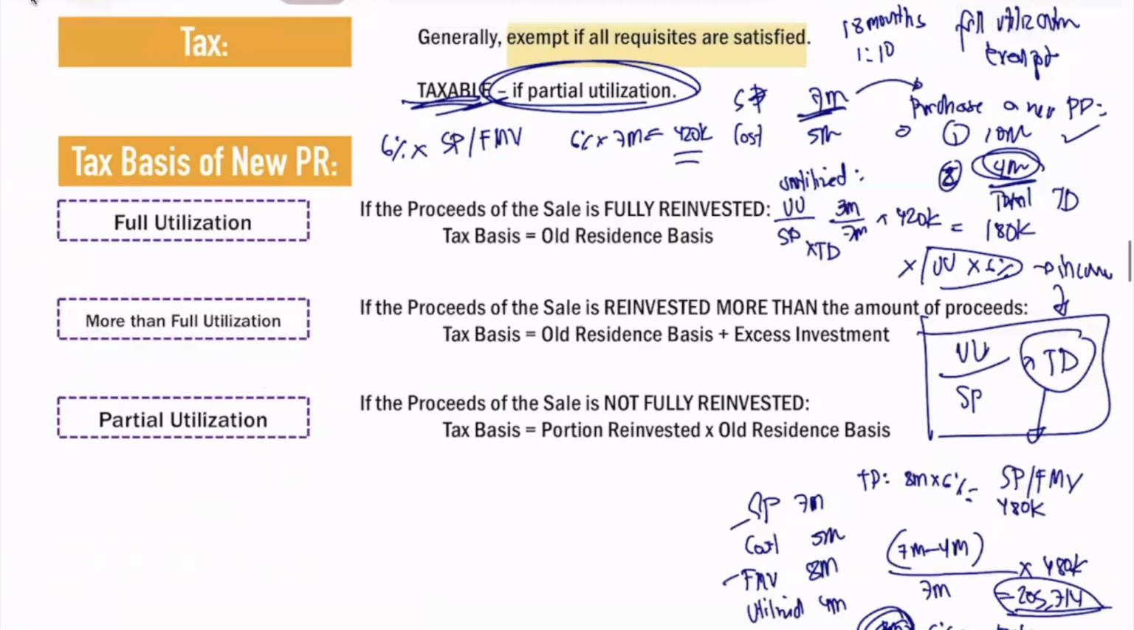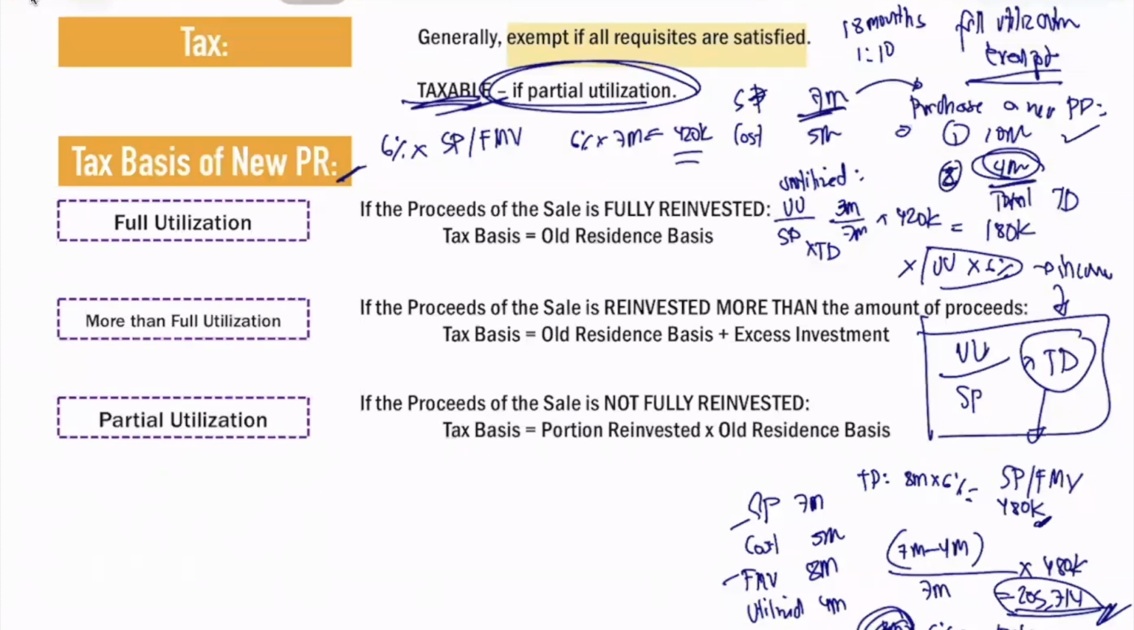Ulitin natin. If ever, full utilization, exempt. Partial utilization, taxable. So how do we tax if ever it is partially utilized? Unutilized divided by selling price times tax due. So dito, hindi natin na-utilize yung buong 7 million. Ang nagamit lang natin ay yung 3 million. 3 million divided by selling price of 7 million times 480 yung tax due, yun yung ibabayad natin. 205,714.